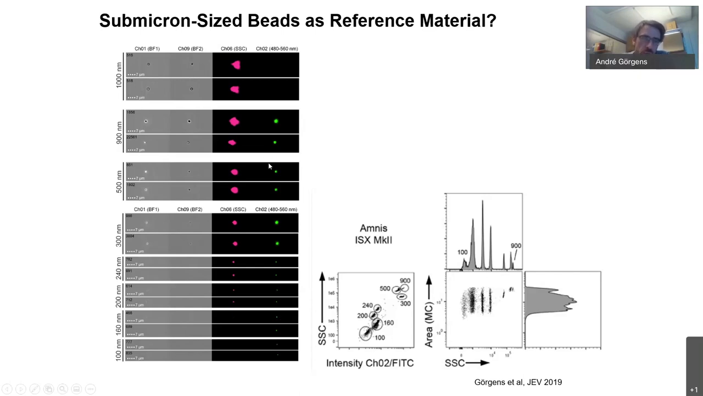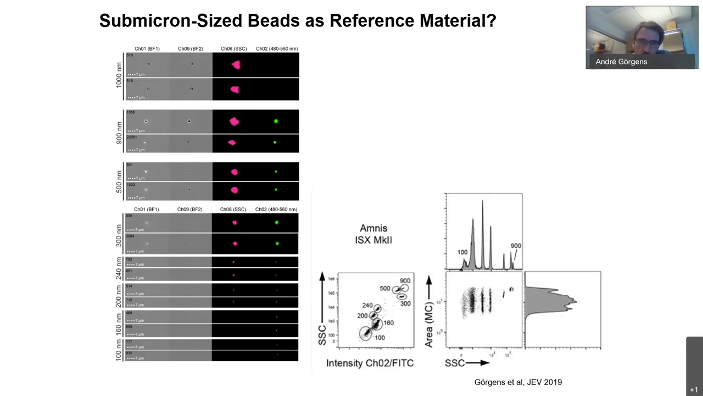Then the 1,000 nanometer beads are speed beads that are running in the system all the time for calibration. And then you can see the different beads that have, if you go down in size, decreasing amounts up to no detectable bright field signals below like 300 nanometers. You can see scatter signals are quite nice until roughly 200 nanometer beads, while fluorescence is being picked up everywhere.